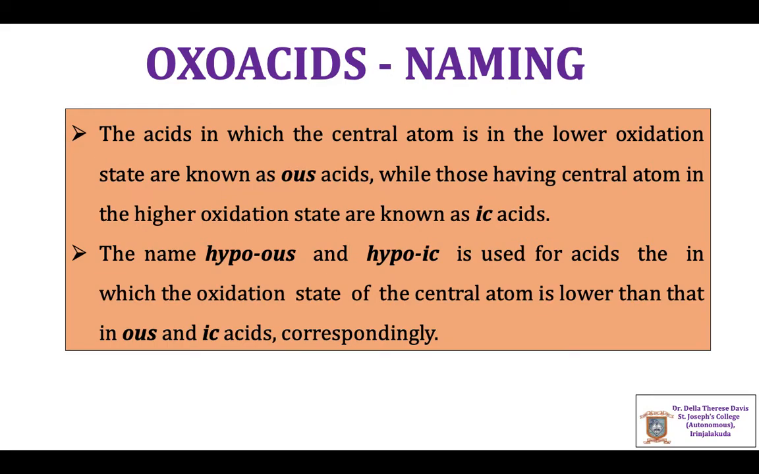The name hypo is used as a prefix while naming the acids. Hypo is used for acids in which the oxidation state of the central atom is lower than that of the central atom in the corresponding OUS or IC acids.